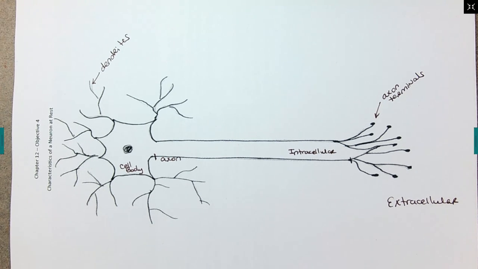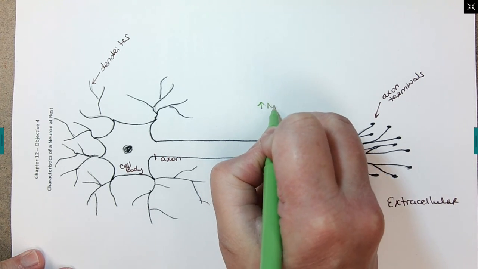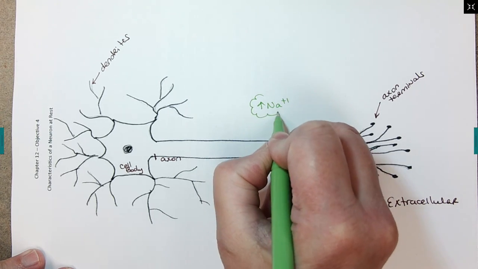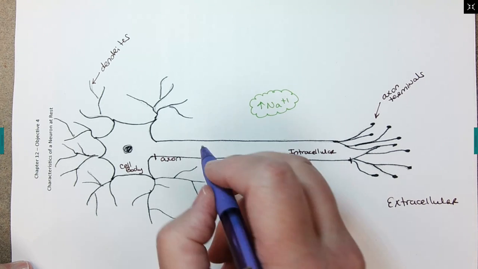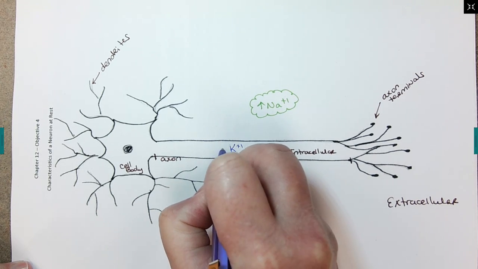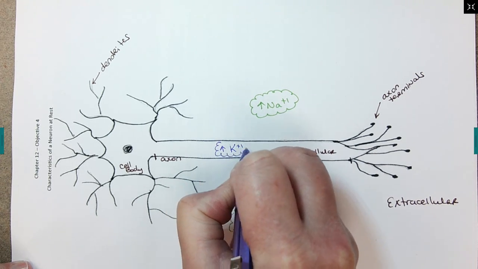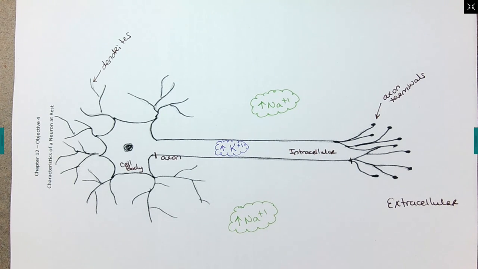Outside the cell, we're going to have a high concentration of sodium ions. I'm going to represent that with a little up arrow to let you know we've got a high concentration of sodium ions outside the cell. That's not to say we don't have any sodium inside the cell. We do. It's just that we have a higher concentration of sodium on the outside. The other thing you're going to need to know is where potassium is located. Potassium is located in high concentration inside the cell, and we're going to really be looking at that axon there. So that's where we're going to put our high concentration of potassium.